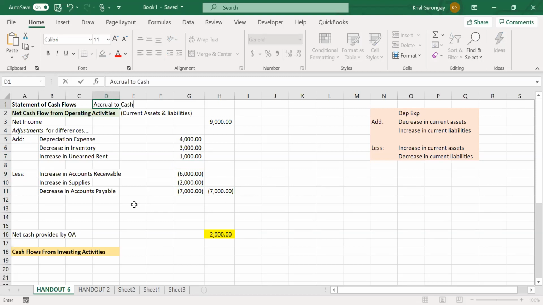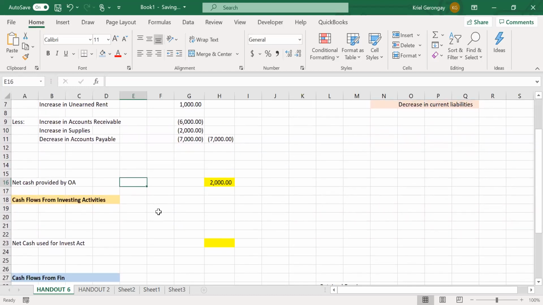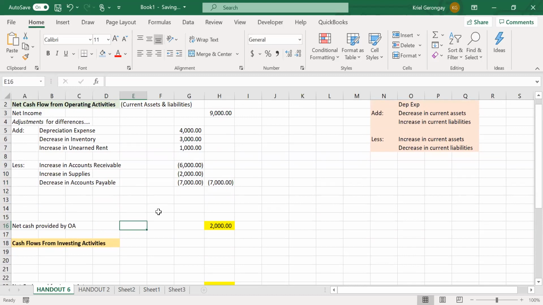And to be clear, do we have to label the cash flow from investing activities, and the net cash provided by operating activities and all that? Or can we just put the net income and do the add and less, or would we have to label each and every one of them? I know when we're doing the statement of cash flows from scratch, that's what we had to do.